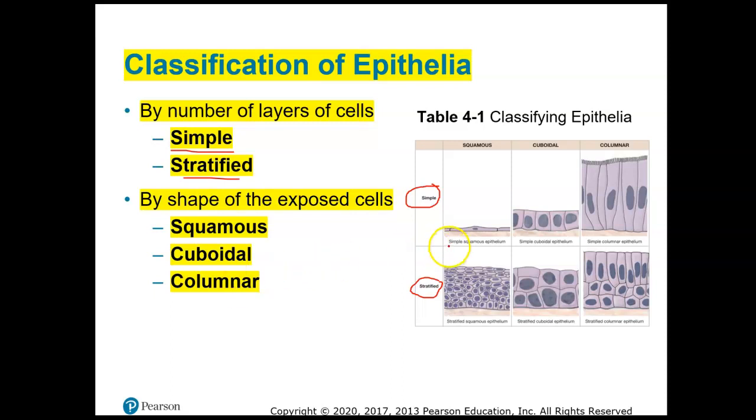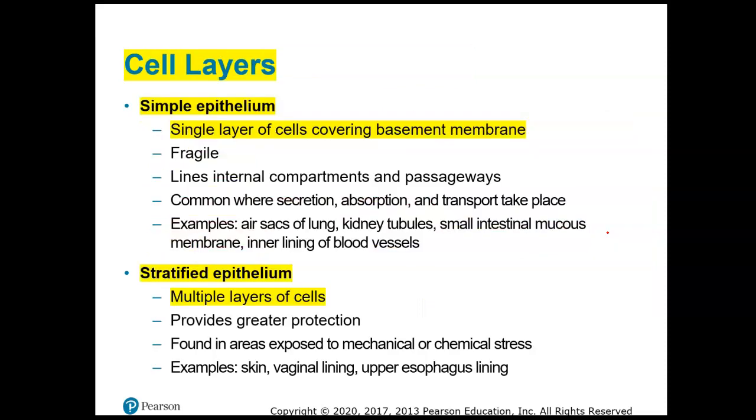So simple squamous would refer to a single layer of flat cells. Simple cuboidal would refer to a single layer of cubic or cuboidal shaped cells. And then simple columnar would be a single layer of very tall rectangular shaped cells. So cuboidal is square and columnar is rectangular. And then you have stratified, which is multiple layers of all the different shapes. So we're going to talk about the most common types of epithelial tissue.